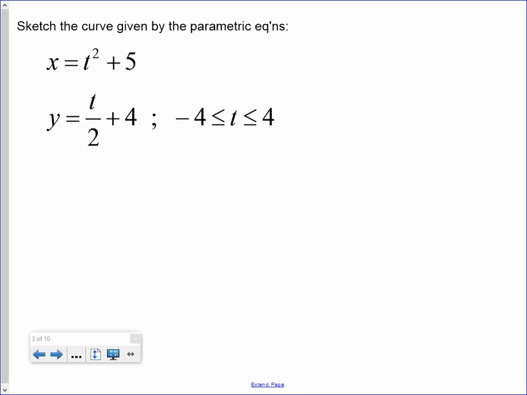I'll show you on a later slide another method we could use to graph, but the most basic method for graphing parametric equations is to create a table of values. Instead of just an xy table, you're going to need a txy table. So I'm going to create a txy table.